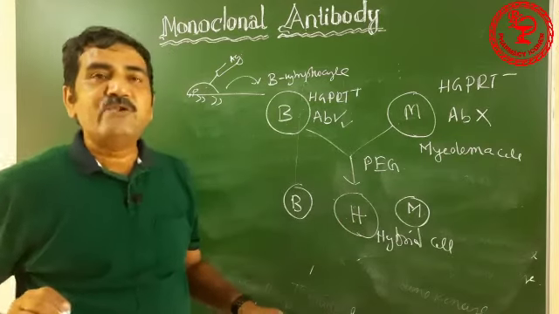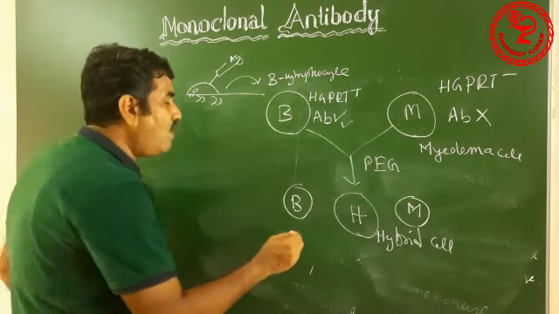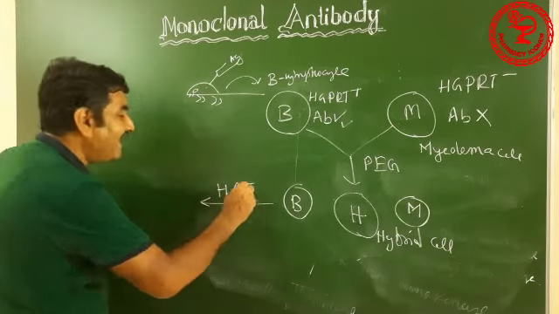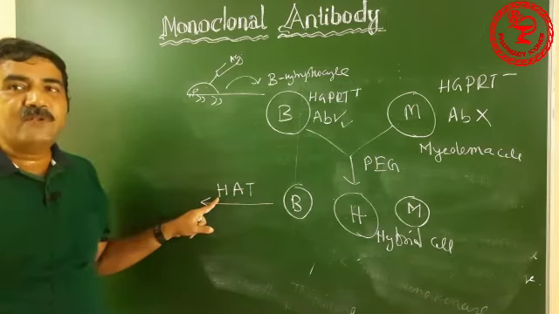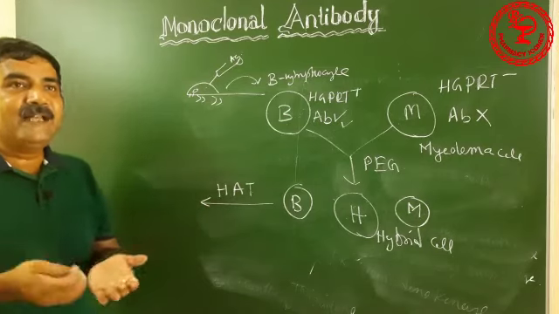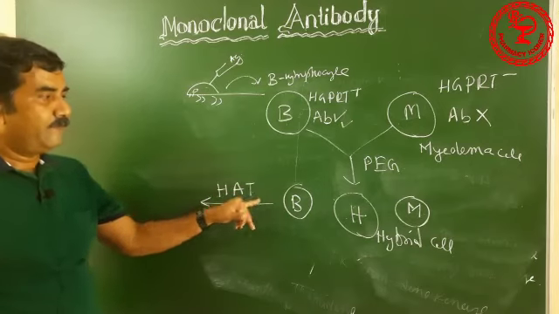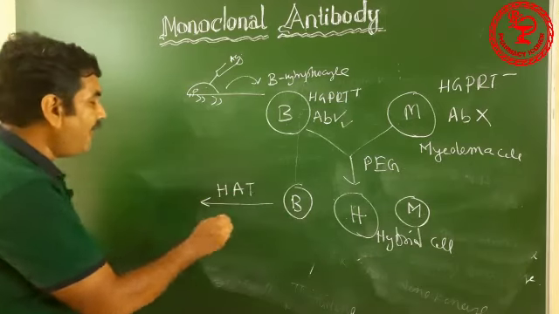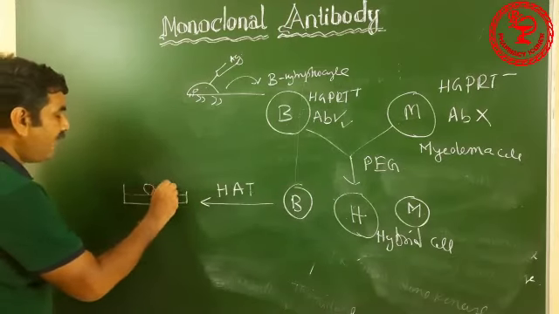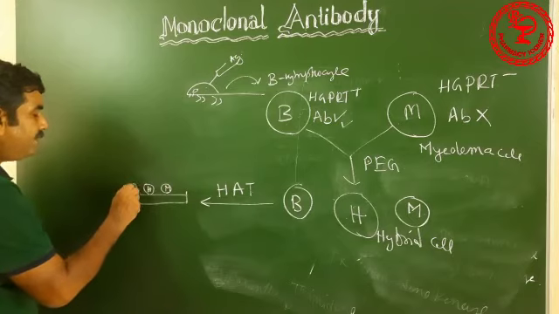Now, these cells have to be isolated. That is the selection of hybridoma. How to do that? We will cultivate them in HAT media. HAT means Hypoxanthine, Aminopterin, Thymidine. Along with other ingredients, this media contains hypoxanthine, aminopterin and thymidine. So, in this media, what will happen to different types of cells? Hybrid cells, myeloma cells and B cells.